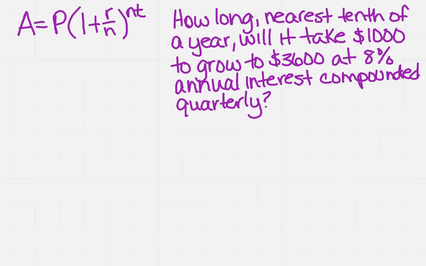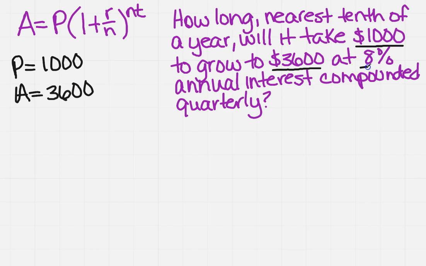So the first thing I need to find is, I'm reading through and it says it takes $1,000 to grow. So that's going to be what I start with. So that's my principal. So that's going to be 1,000. And it says I want it to grow to be 3,600. So that's my desired accumulated value. So there's the A. So my A is going to be 3,600.